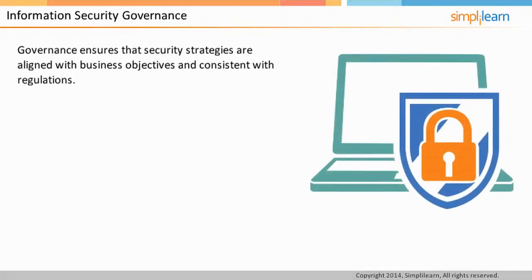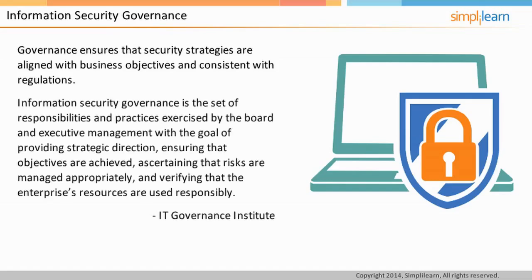The IT Governance Institute defines security governance as the set of responsibilities and practices exercised by the board and executive management with the goal of providing strategic direction, ensuring that objectives are achieved, ascertaining that risks are managed appropriately, and verifying that the enterprise's resources are used responsibly. In other words, strategy, objectives, and risks are developed and executed in a top-down manner.